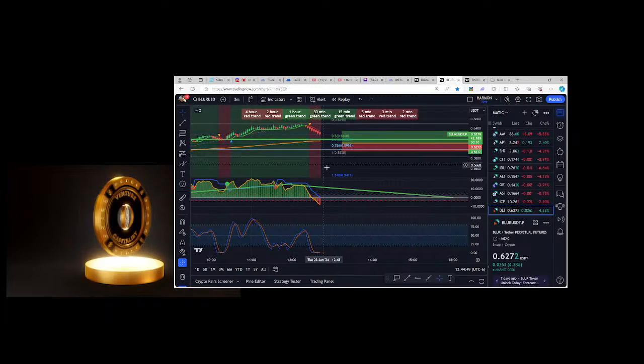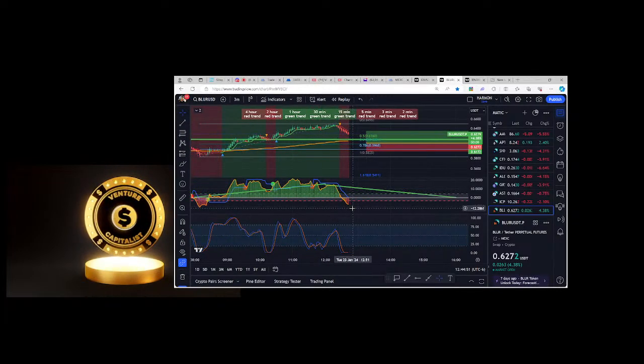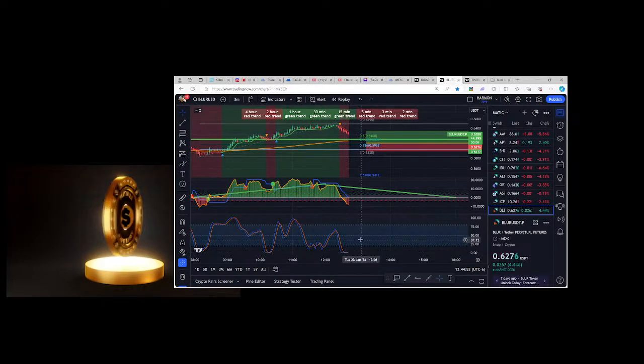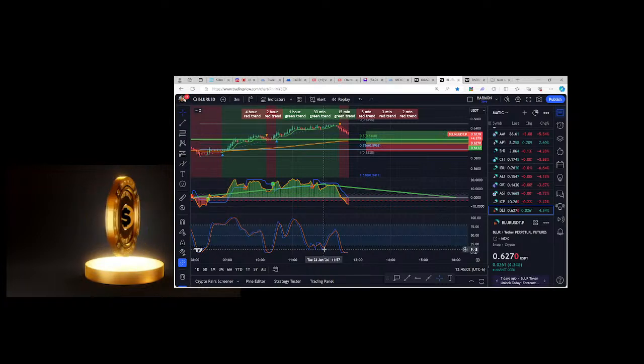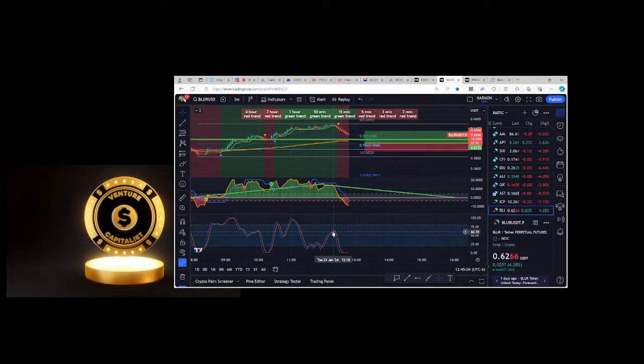The only thing I would wait on is probably seeing the 3-minute push up, because the original entry was the red moon, red trend, right? And that came in. See your 3-minute on Blur, the last 3 minutes. See how it pushed up, failed, came down, right? That would be where you take the risk, because you see everything else lining up.